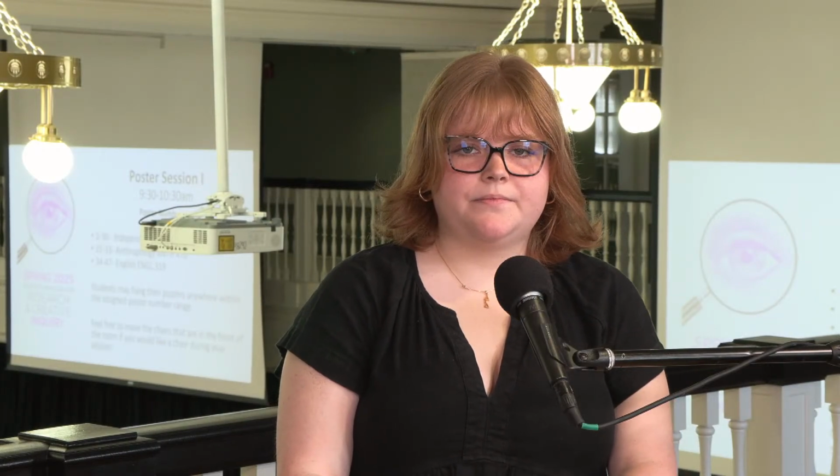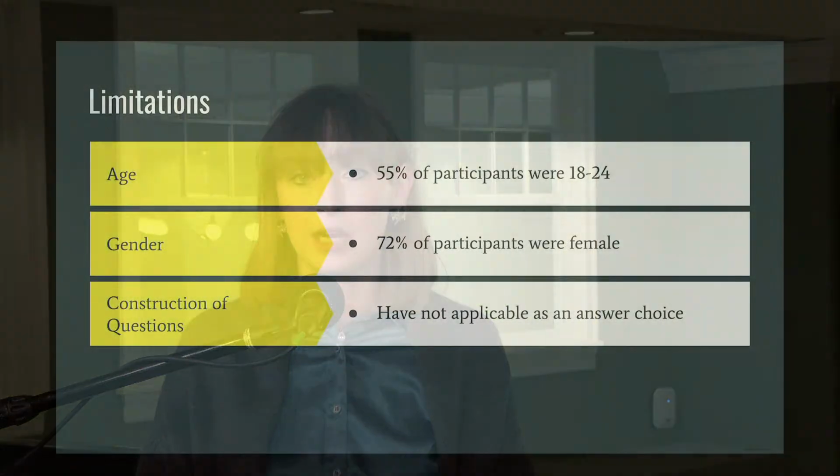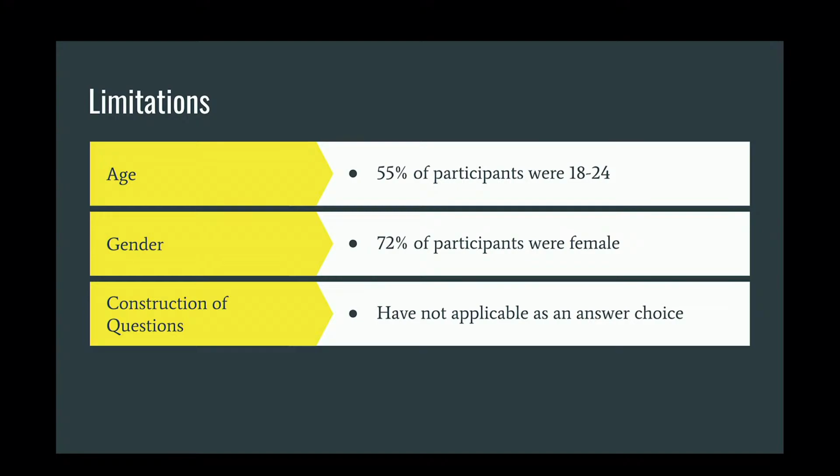And now that the 4 constructs have been covered, we will go over the limitations that we discovered through our research. Since we used a convenience-based sampling method, the majority of the participants were sampled from predominantly Longwood University, showing in our age groups, with 55% of participants being from the ages of 18 to 24. This also accounts for our gender, with 72% of participants being female, because Longwood University is a predominantly female university.